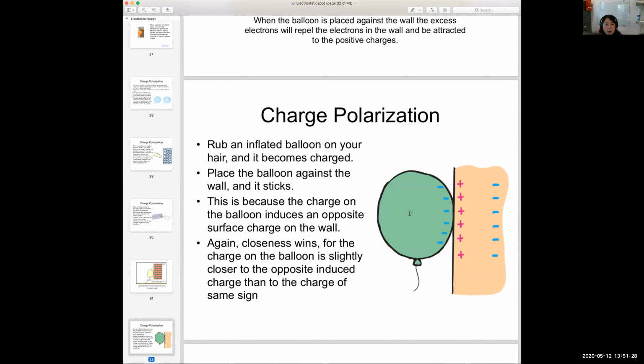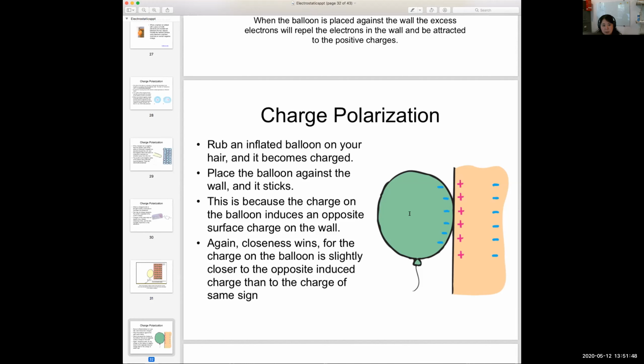By the way, what happens? The charged balloon sticks to the wall. But what if I put the charged balloon onto a doorknob that's made of metal? What happens to the balloon then?